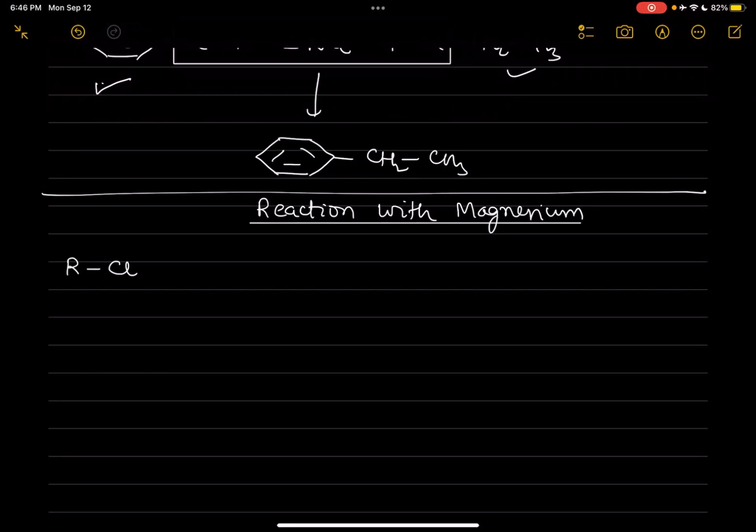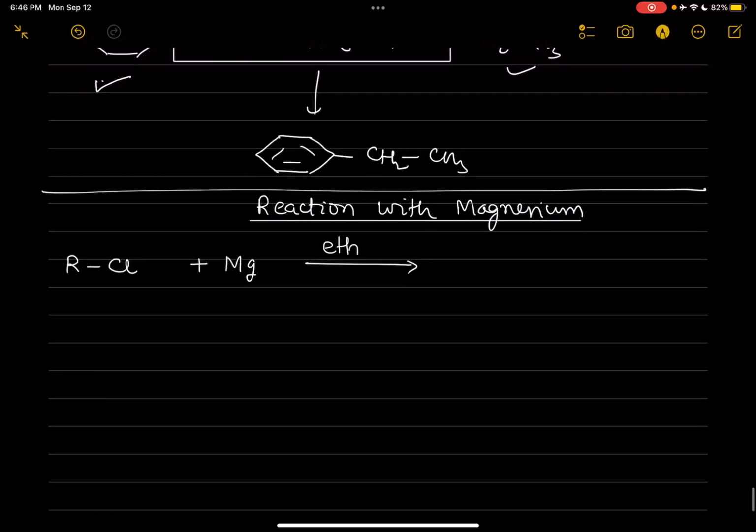And what will happen if you react it with magnesium? Magnesium is a solid metal. You have small, broken pieces of magnesium. You put it in ether. Ether is a very famous solvent. For this reaction, you heat it slowly and you put in your alkyl halide. Anushka, any idea what is going to happen? Imad?